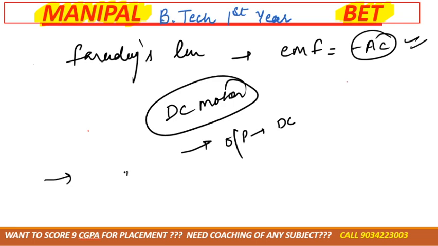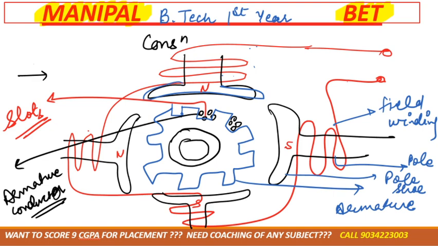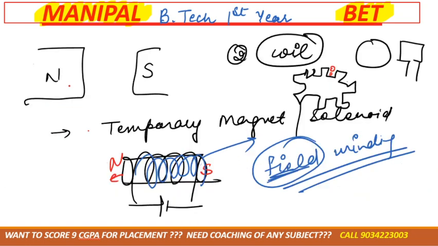So for that, we use a device called a commutator. A commutator is a device that is used to convert AC to DC. So in between, we'll use a commutator. Here is the commutator, and in between we have the shaft.